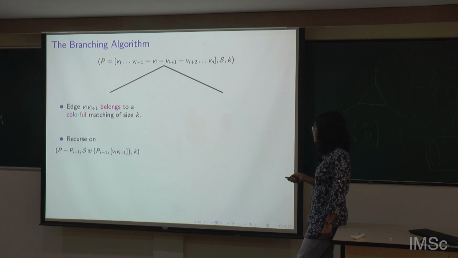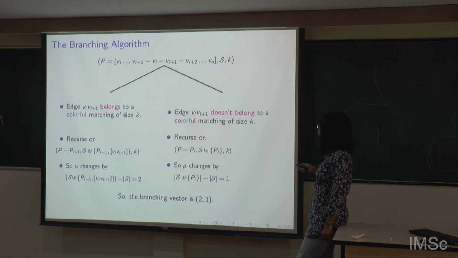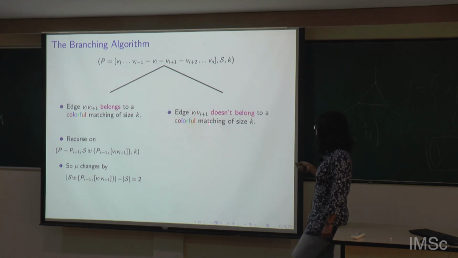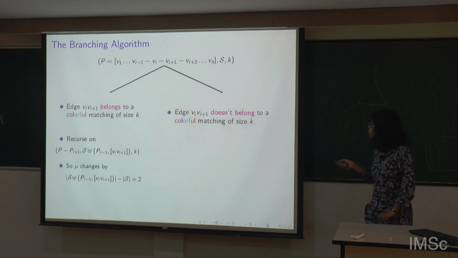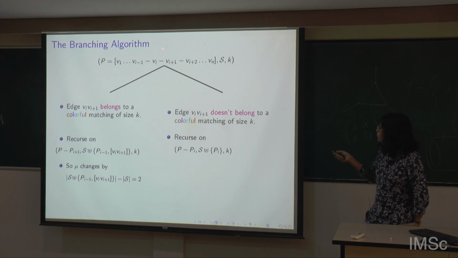So this becomes the new instance, and the parameter mu changes by 2 because size of S changes by 2 and K does not change. Similarly, if this edge does not belong to the colorful matching, if this edge does not belong to the solution, then I know that this edge is not in the solution, so from this part till pi I'll have one edge.